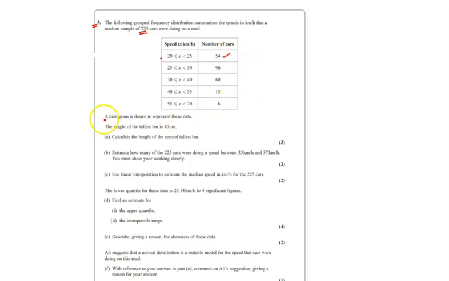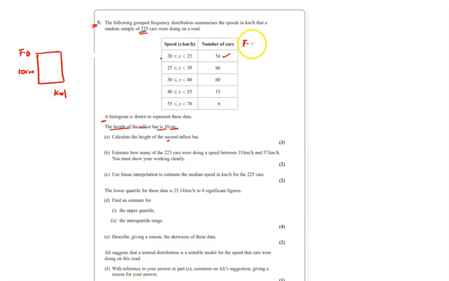The first question: they have told us that a histogram was drawn, and the height of the tallest bar is 10 centimeters. Calculate the height of the second tallest bar. When you're drawing the histogram, you remember that we draw it using frequency density, which involves the class sizes, in this case the speed in kilometers per hour. That means you have to identify which bar is the tallest.